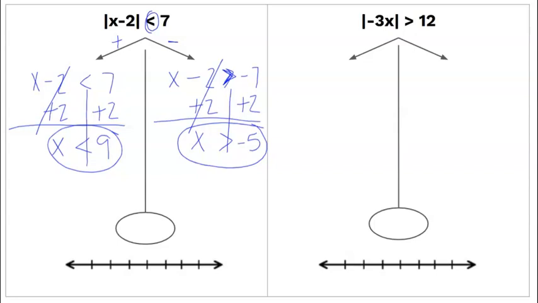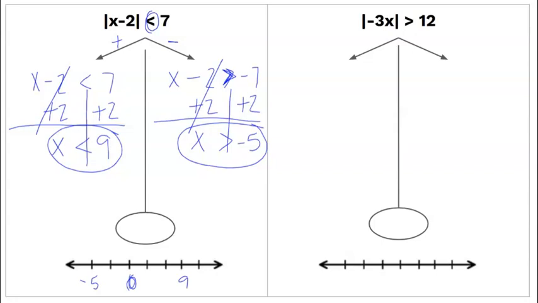So now we can graph this. We have 9 and negative 5 on our number line. No real great way to get that on our graph, so I'm just going to kind of estimate where pieces are. I like to put 0 on there just so I know where 0 is between my numbers. It can be helpful.